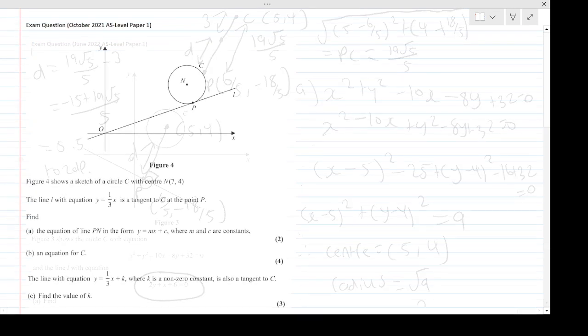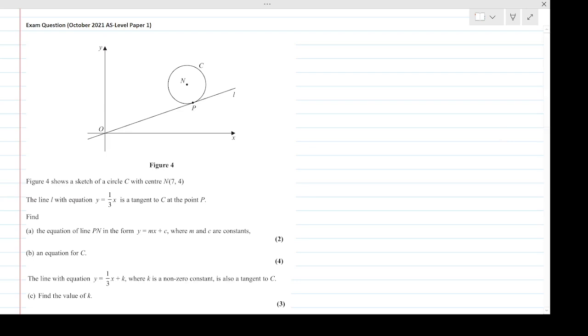But yeah, the final question then I will look at. So we're given a sketch again of a circle with centre N, which was actually given to be 7, 4. The line L with equation y is a third x, we're given that as well, and it's a tangent to C at P. It says find the equation of the line PN, so it's going to be a radius, right? And it's a tangent, so it's going to be perpendicular. And so we can use that to find the equation of that radius PN.